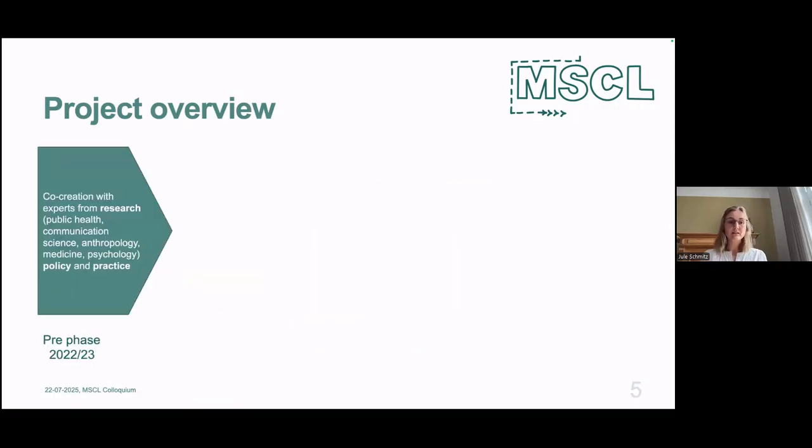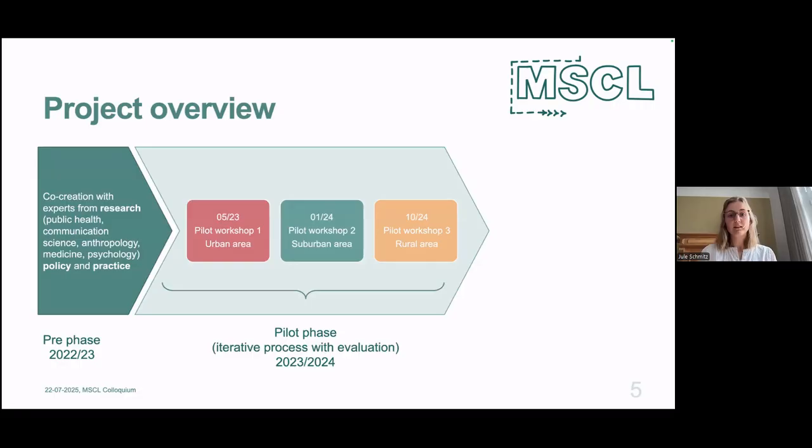And we started this project in 2022. We then facilitated, evaluated, and further developed our 3 pilot workshops during the pilot phase that was in 2023 and 2024. And the 3 pilot workshops differed in terms of their geographical location. So whether they were implemented in an urban area, a suburban area, or a rural area.